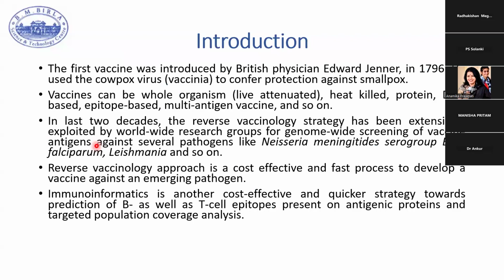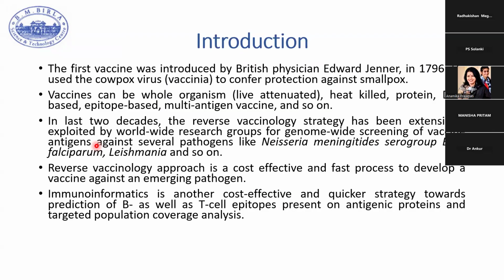We all know that the first vaccine was introduced by British physician Edward Jenner in 1796, and he used the cowpox virus vaccinia to confer protection against smallpox. It was just an accident, and the first vaccine was accidentally discovered.